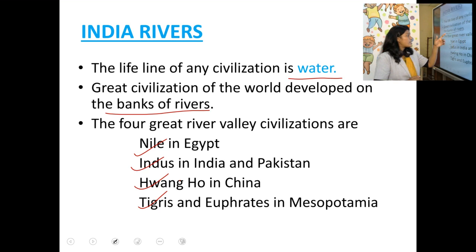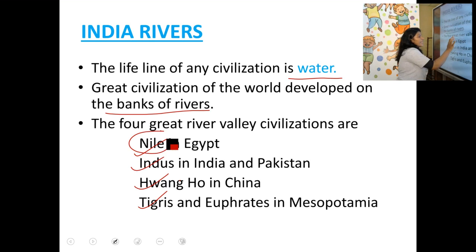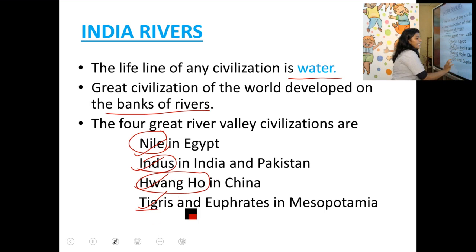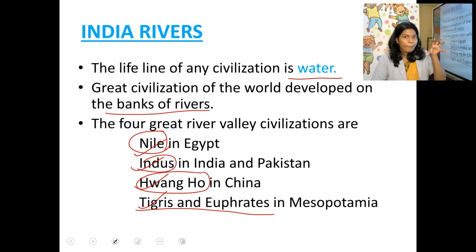Egyptian civilization started on the river Nile. The Indus Valley civilization emerged on the river Indus, and the Indus Valley is also called Harappan civilization, which you will learn in your higher class. Chinese civilization emerged on the river Hwang Ho, and Mesopotamian civilization emerged on the rivers Tigris and Euphrates. These are the four main river valley civilizations we have.